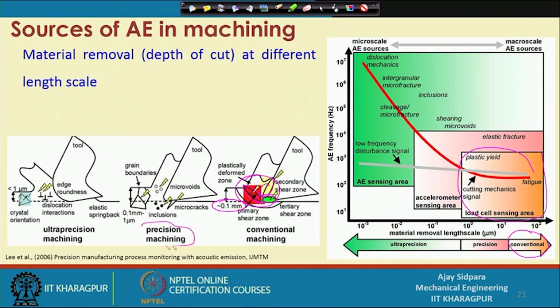When you talk about precision machining, our depth of cut is very small, about 0.1 millimeter to 1 micron. Here, having already understood this, now we have to look for defects inside the material.